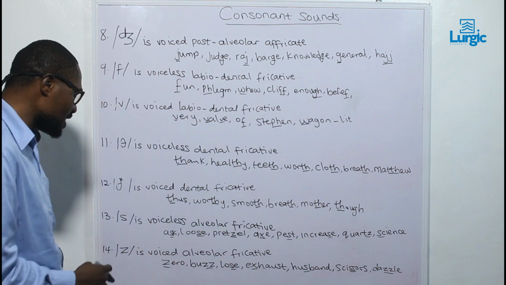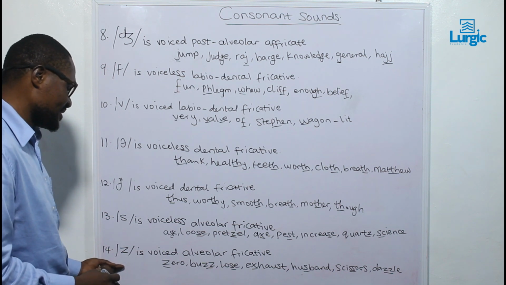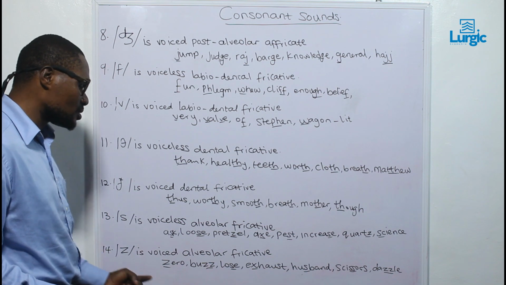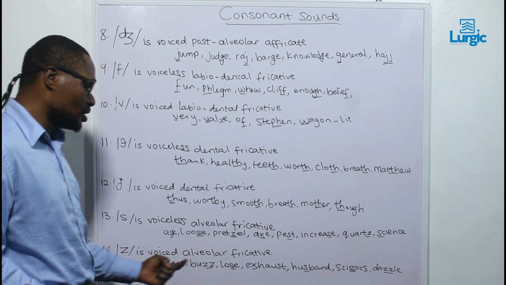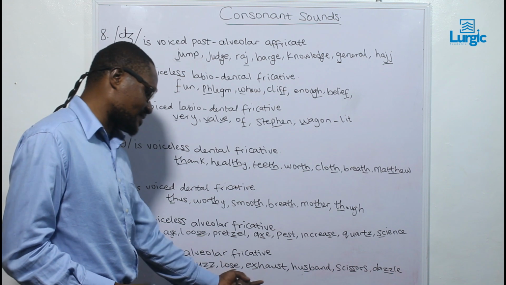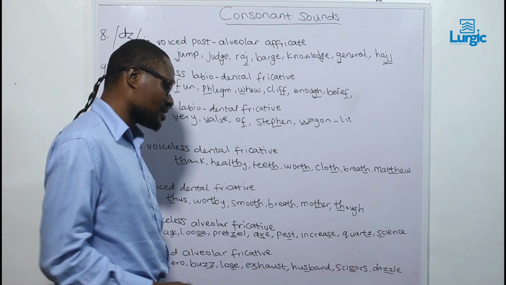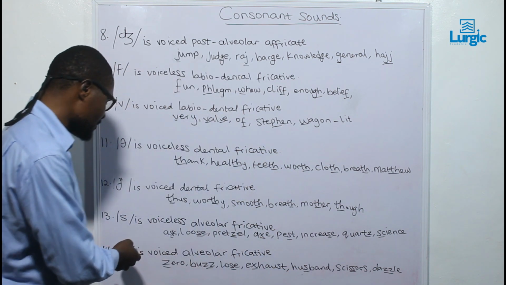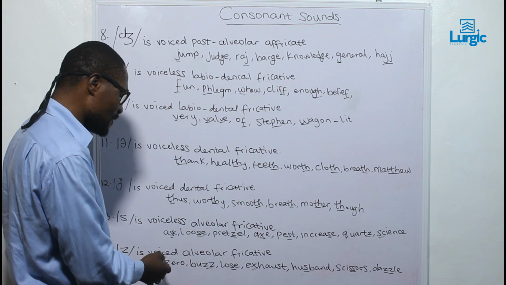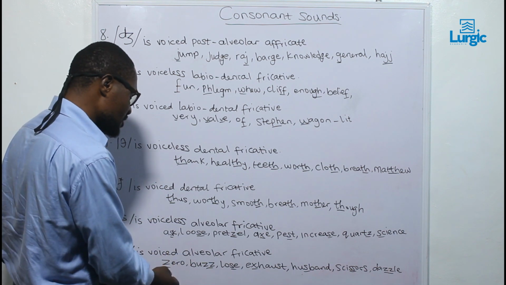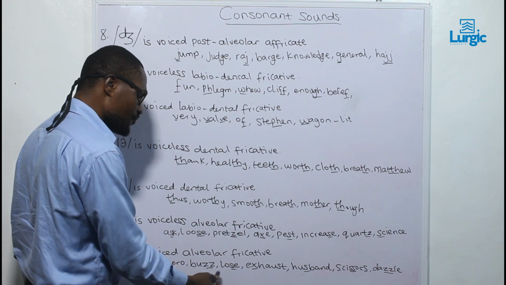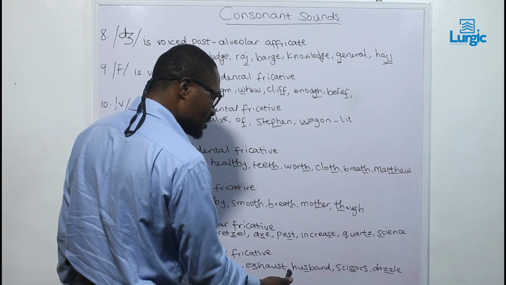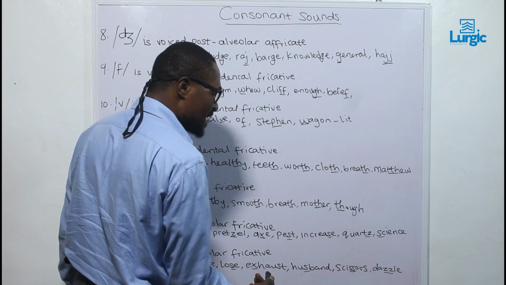So the next one we have is z. A voiced alveolar fricative as in zero, buzz, lose, exhaust, husband, scissors, dazzle. So we'll go again. Z, voiced alveolar fricative. Zero, buzz, lose, exhaust, husband, scissors, dazzle.